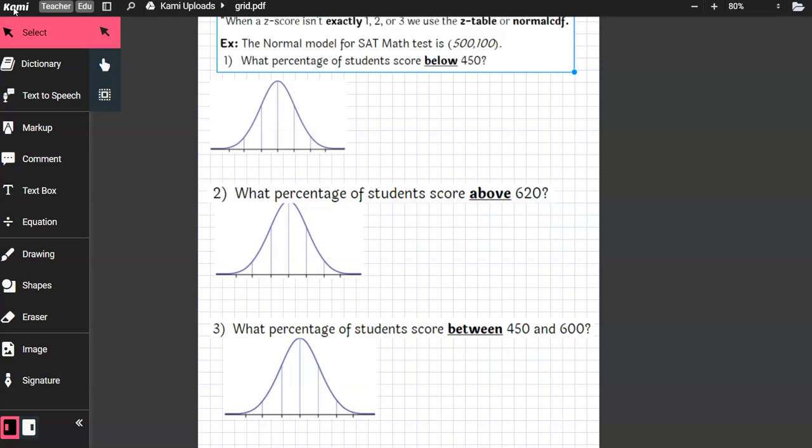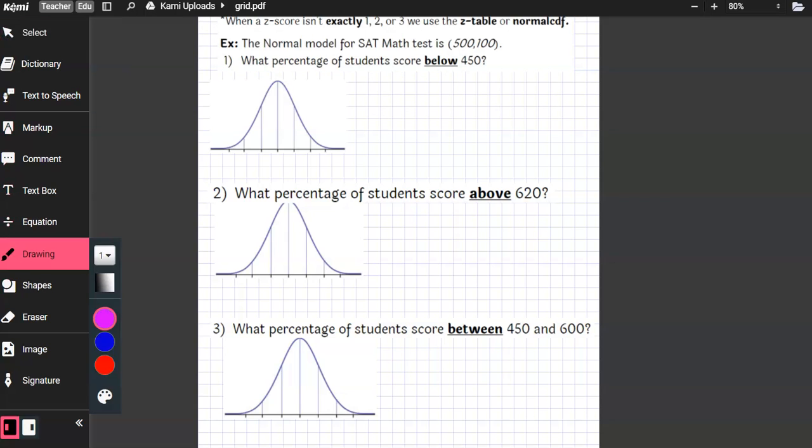So the question, first it says when a z-score isn't exactly 1, 2, or 3, like the example with the fuel efficiency, then we need to use a z-table or a normal CDF on your calculator. The question says the normal model for the SAT math test is 500 and 100. So this notation, you know that the first number is the mean and the second number is the standard deviation. What percentage of the students scored below 450?